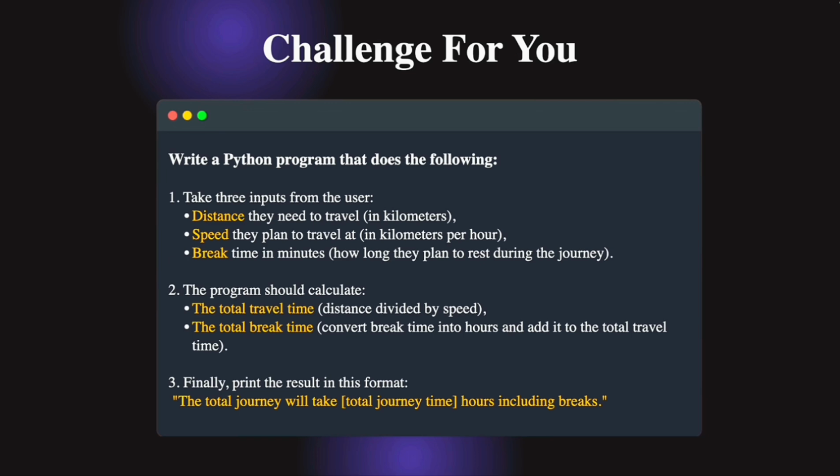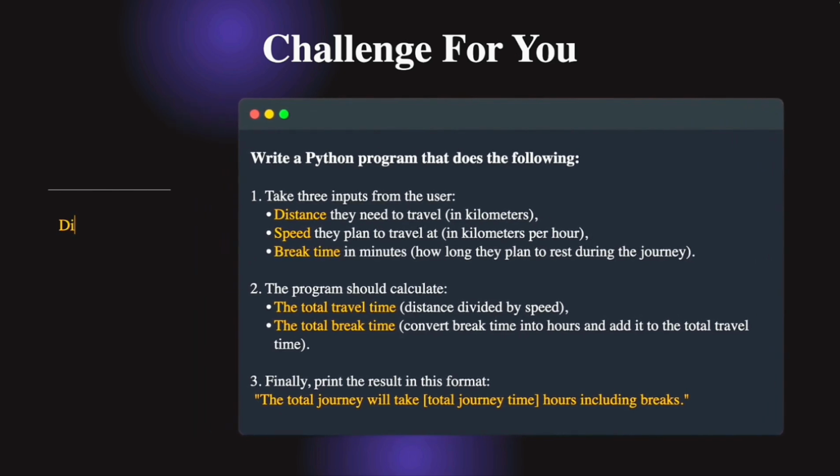Then you have to calculate total travel time and total break time. You will get the total travel time by dividing distance by speed, and total break time by converting break time from minutes to hours and adding it to the total travel time. And finally, you have to print the result in the following format on the screen. The total journey will take, total journey time, hours including breaks. I am providing you with some default values that you can test in your program. You will take distance as 120 kilometers, speed as 60 kilometers per hour, and break time as 30 minutes.